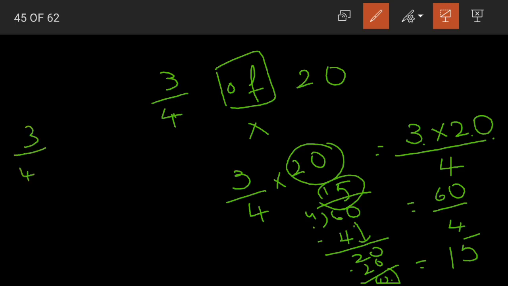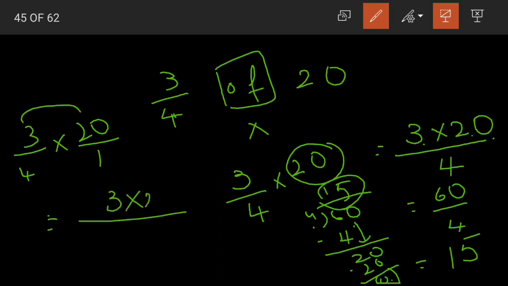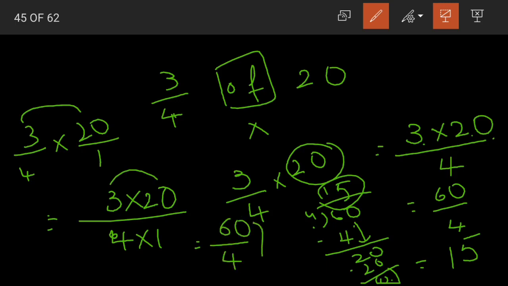So 60 divided by 4 is 15. Now another way to multiply these two numbers is we can make 20 also as a fraction. The whole number 20 can be written as 20 by 1. Yes children, as it has no denominator, we can write 1 as well. Now we are having two fractions. How do we multiply two fractions? We get the product of the numerators and also the product of the denominators. 3 into 20, 60 divided by 4. Again when we divide 60 by 4, 15 is our answer.